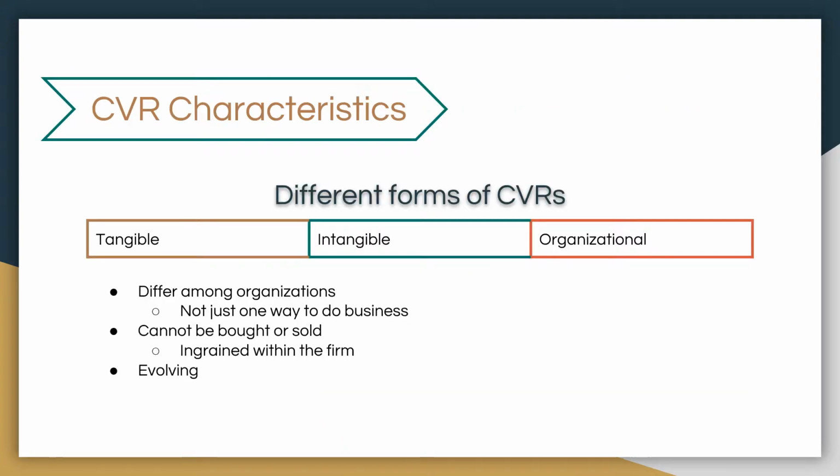Now we will go into a little bit more detail about CVRs. Competitively valuable resources can come in three different forms: tangible, intangible, and organizational. An example of a tangible asset would be real estate or a factory. Disney World and all of its worldwide park locations is a great example of this. Intangible assets are a strong brand, patents, or copyrights.